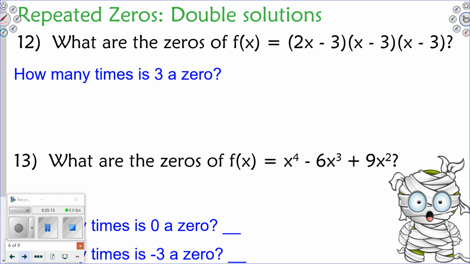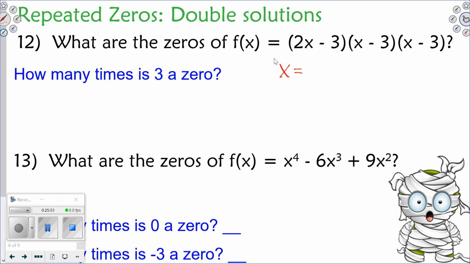All right. So what are the zeros of f of x equals 2x minus 3 times x minus 3 times x minus 3? Is this easy or hard? Should be easy, because what form is it in right now? Is it in standard form? No. What is it in? It's in factored form. It's already factored for you. People see these and panic and start multiplying things together. I'm like, what are you doing? It's already done. It's already factored for you.